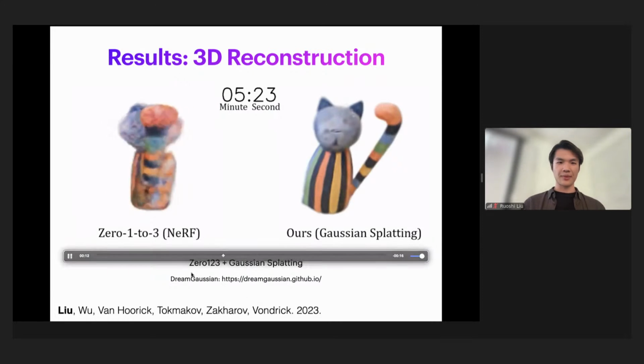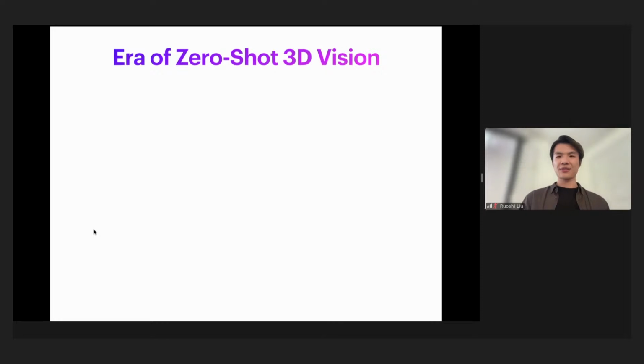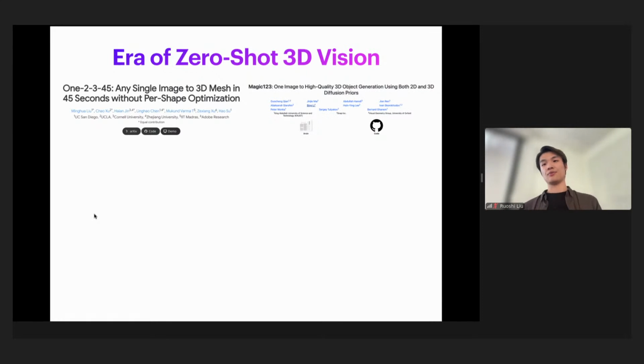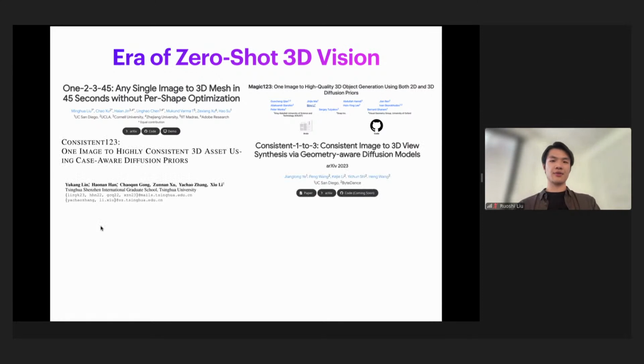Here's their website. I feel that by using the power of foundation models like Stable Diffusion, we unlocked the possibility of doing zero-shot 3D reconstruction. Ever since we released our paper in March, there's been plenty of follow-up work, like One-2-3-45, which does 3D reconstruction in only 45 seconds. There's Magic123, which combines 3D diffusion priors with 2D, like DreamFusion plus Zero-1-to-3. And there's Consistent123, which addresses the question you asked.